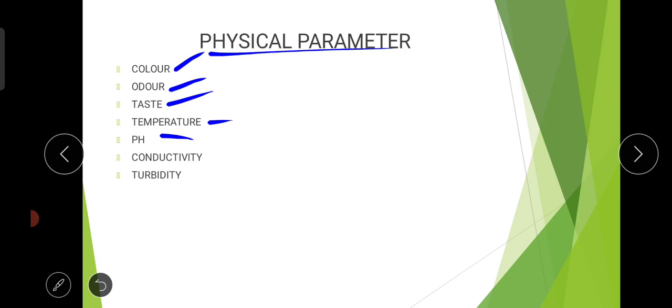Next one is conductivity. Conductivity means when water conducts electricity. When water is contaminated or contains dissolved salts or ions, then it conducts electricity. If you take rainwater or distilled water, it will not conduct electricity. Why? Because it doesn't contain any kind of dissolved salts.